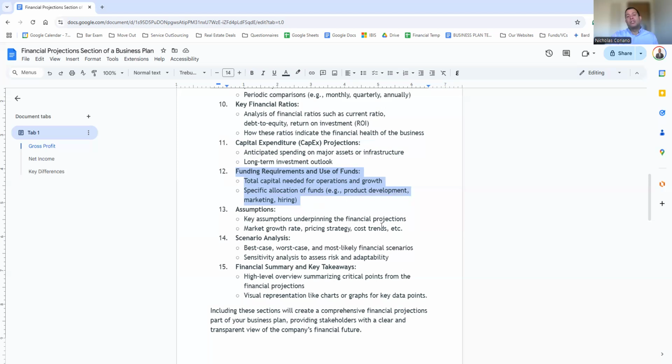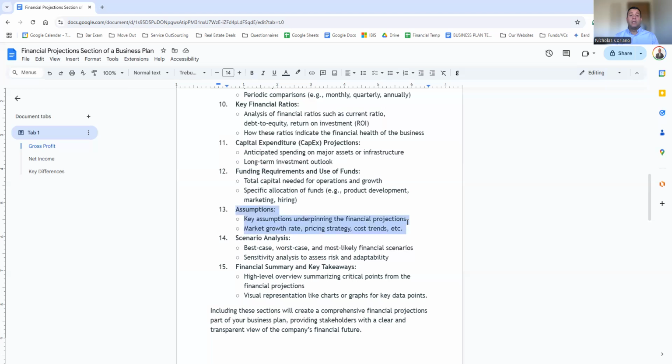And the best way to do this is really a pie graph. If you put together a pie graph and a list, you should be able to break down visually how you're going to use the investment money or the loan that you're using to start your business. This is a key area for any business plan in general, but definitely for the financial projection section. You really want to break down exactly how you're going to use every single dollar that you start the business with.